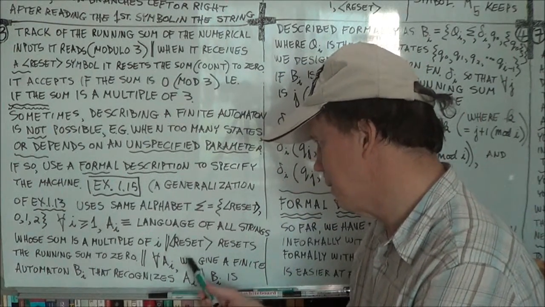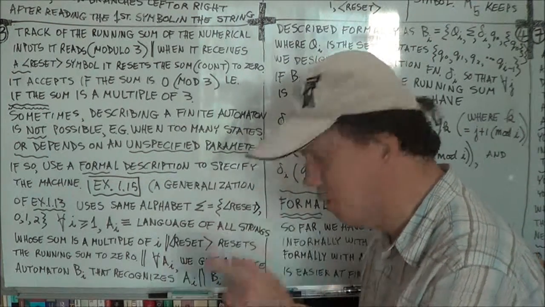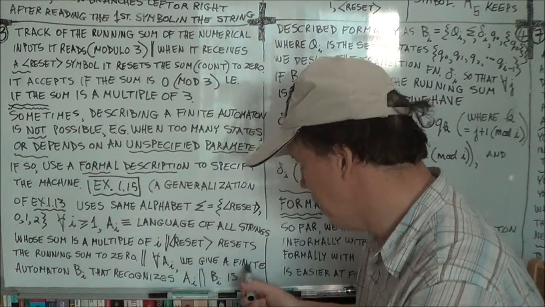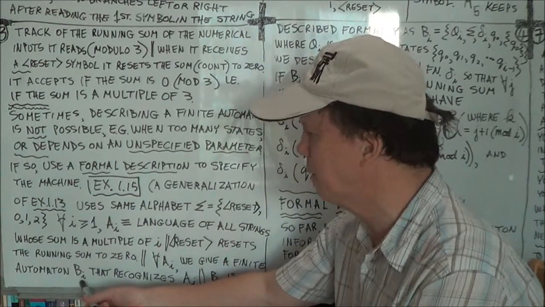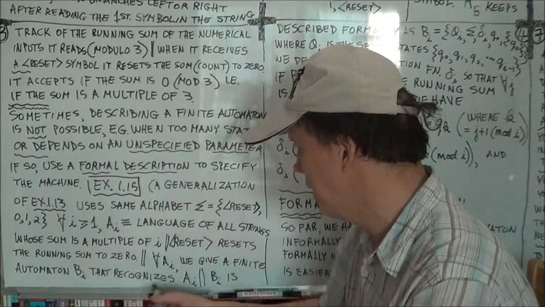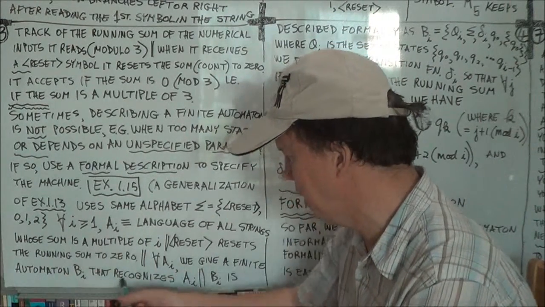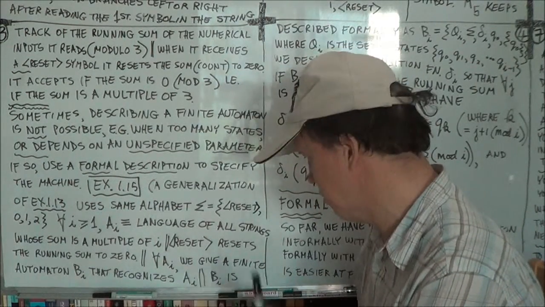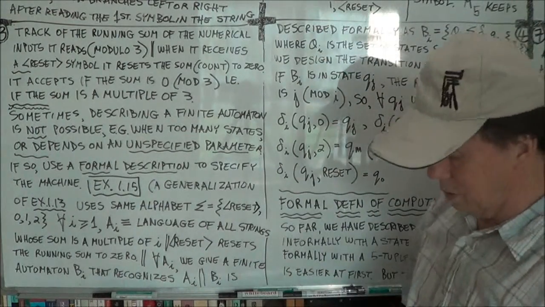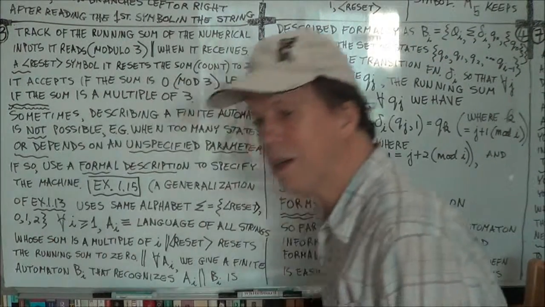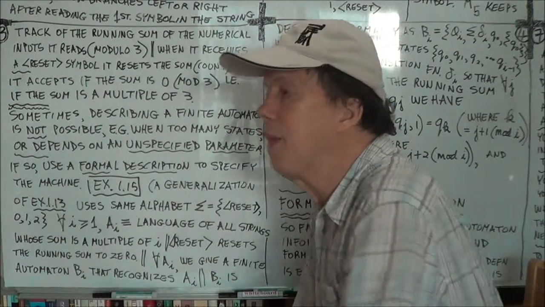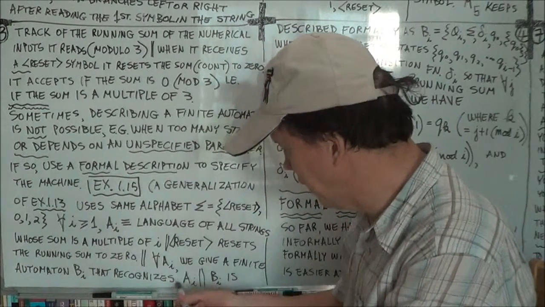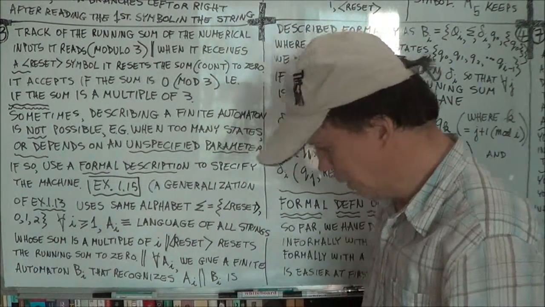So we'll give a formal description, with the 5 terms, that defines our automaton. We'll call it B_I, because it depends on I, of course, and that automaton B_I will recognize the language A_I, as I've just described. So we need to now describe formally, with the 5 tuple, this automaton B_I that recognizes the language A_I.